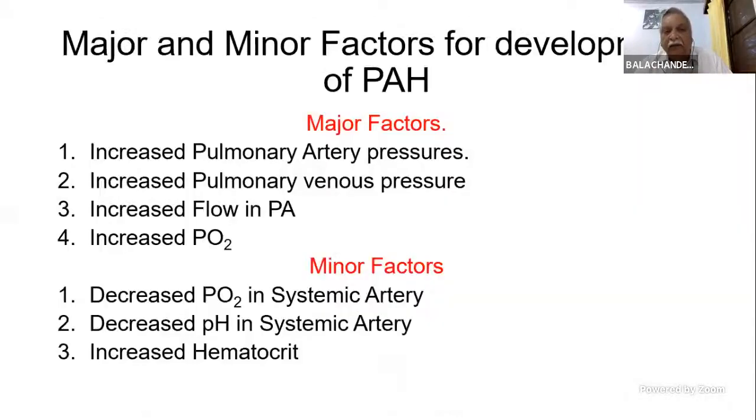Next slide. So this slide is very comprehensive. If you summarize the major and minor factors for development of pulmonary arterial hypertension, we have divided them into major factors and minor factors. The major factor is the increased pulmonary artery pressure, as I already mentioned, increased pulmonary venous pressure, increased flow in the pulmonary artery, increased pulmonary oxygen saturation. The minor factors are a decreased saturation in the systemic artery, decreased pH, and increased hematocrit. So these factors, if you keep in mind, and if you can tell at the exam systematically, you will have no problems in assessing pulmonary arterial hypertension or Eisenmenger syndrome. Next slide.